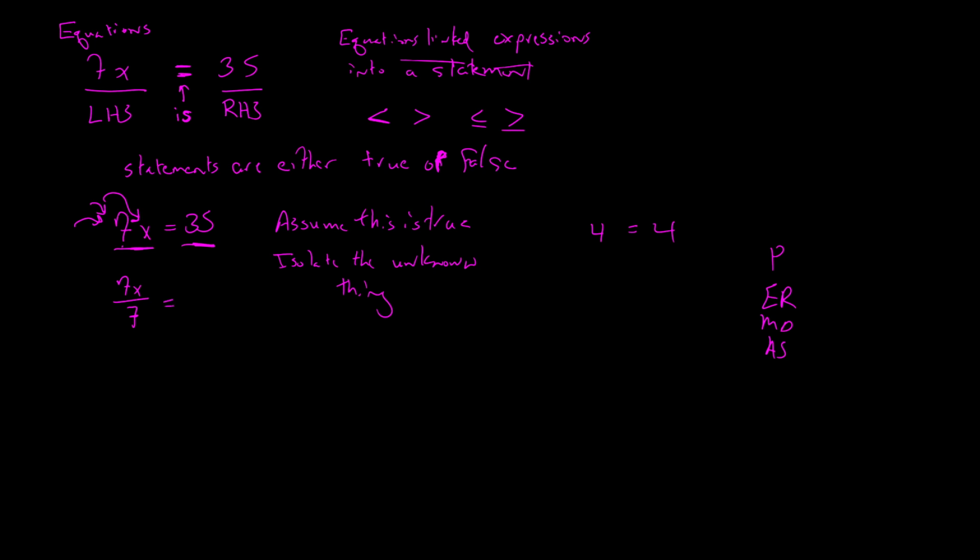But because I'm assuming this quantity is equal to this quantity, to keep them equal, to keep the truth, whatever I do to one side, I have to do to the other. And so 7 over 7 is 1. That leaves me with x. And 35 over 7 is 5. And so we say I've solved the equation because I've used the truth, or the assumed truth, of each side to isolate the unknown thing.